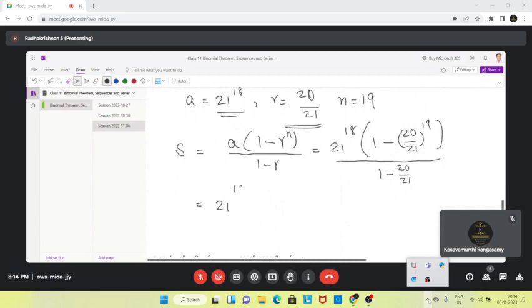Equal to 21 to the power of 18. So let me put this as 20 power 19 by 21 to the power of 19. So I can take 21 to the power of 19 here and write this as 21 to the power of 19 minus 20 to the power of 19, whole divided by 1 minus 20 by 21, which is 1 by 21.